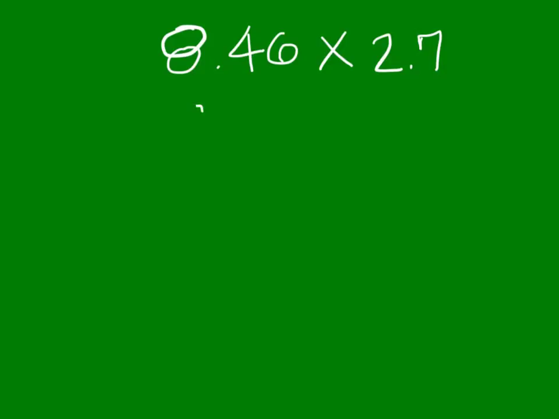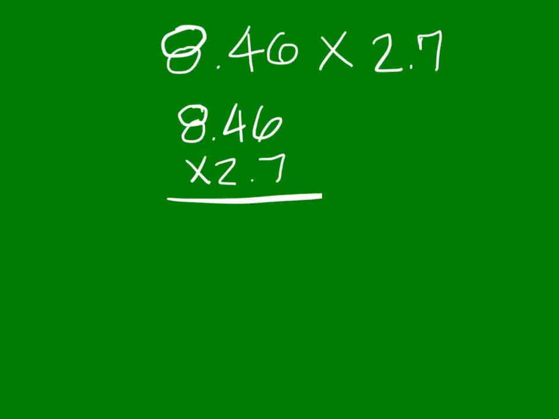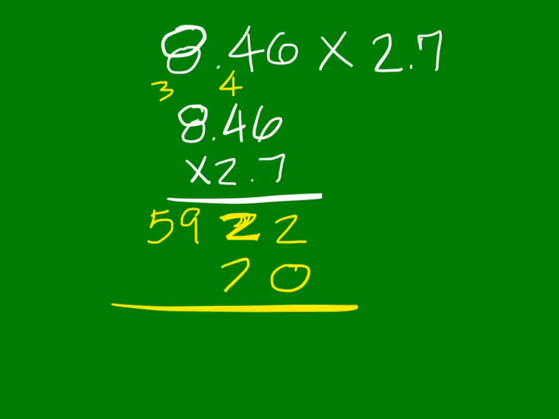Alright, on the practice problem, you should have 8.46 times 2.7. And when you multiply this out, it'll be 42. Carry the 4. 28 plus 4 is 32. So we carry this 3 there. 7 times 8 is 56. 56 plus 3 is 59. Put a 0. And then 2 times 6 is 12. Carry the 1 there. 2 times 8 plus 1 will be 9. And then 2 times 8 is going to be 16.